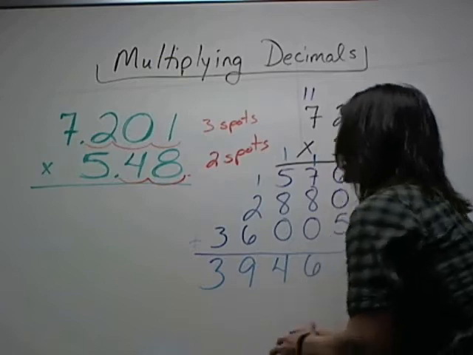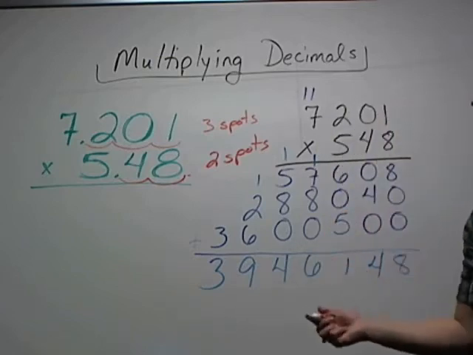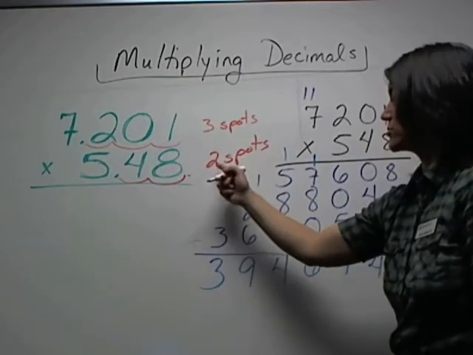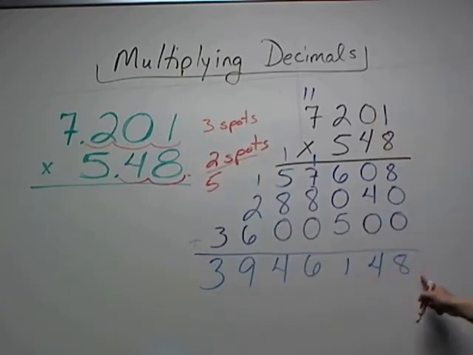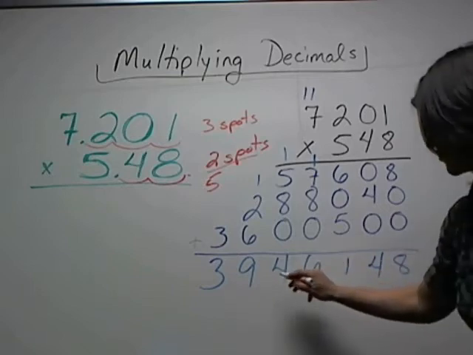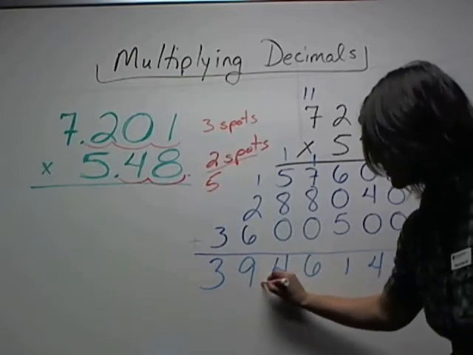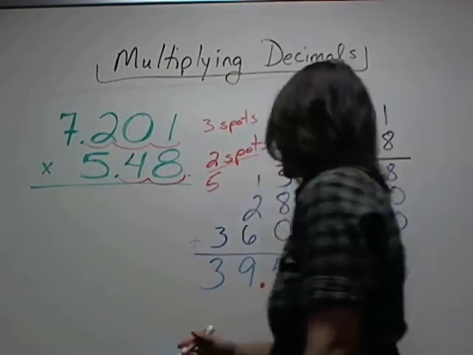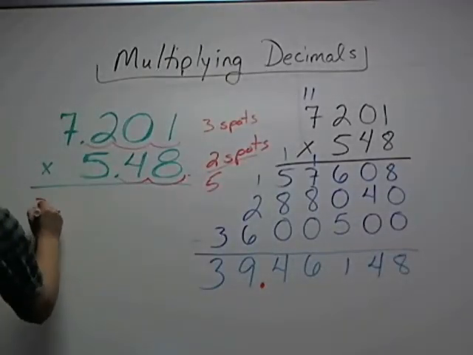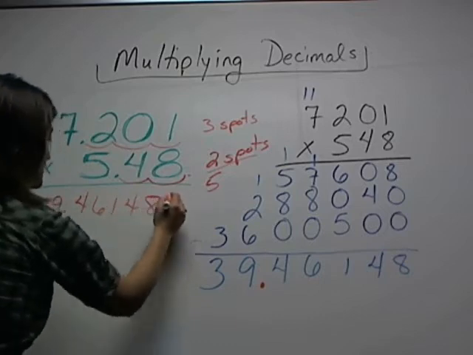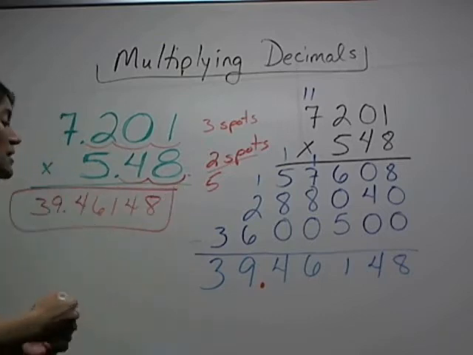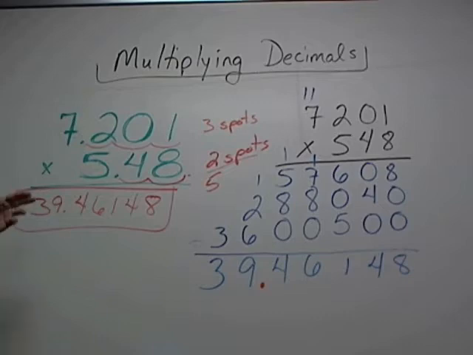And last but not least, we have to put in our decimal point. We had 3 moved out here, 2 moved out here, for a total of 5 spots. So from the right, we move in 5 spots. 1, 2, 3, 4, 5. So our final answer for this problem would be 39.46148.